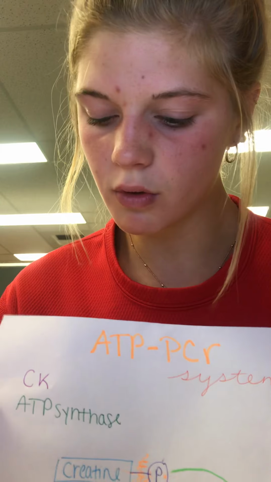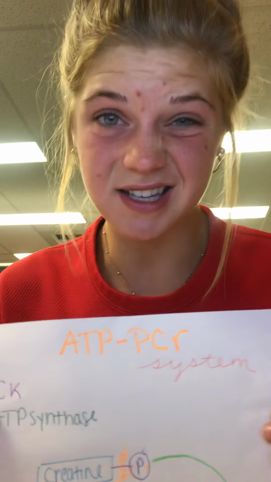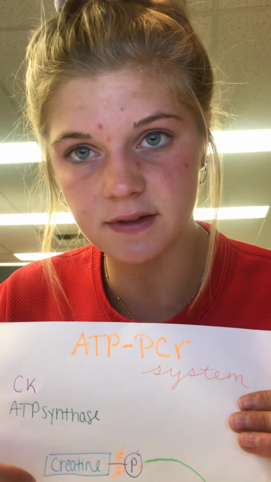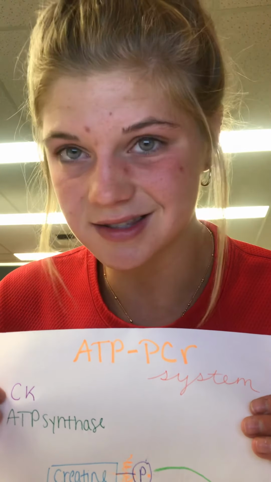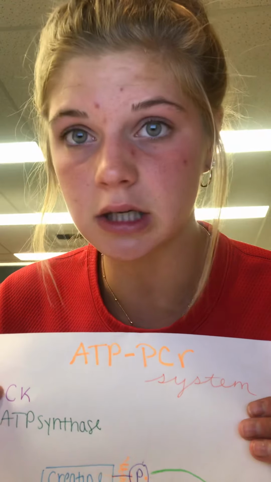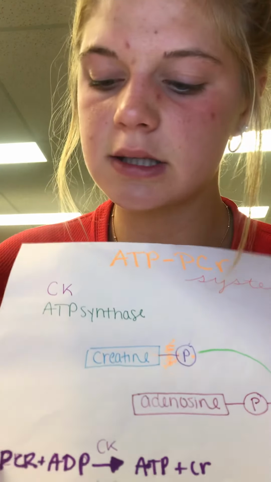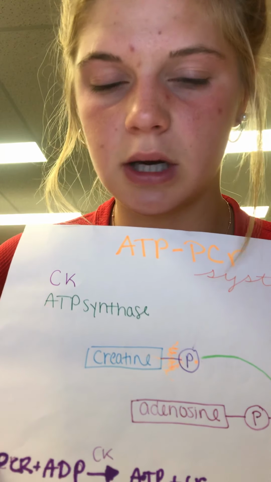And so if you look at this little visual, and we break this system down, we have two molecules, which is creatine phosphate and then adenosine diphosphate, and then we have two enzymes which help in these processes, which are creatine kinase and ATP synthase. And then if we look at this equation, this is basically what it does as a whole, but I'm going to break it down.